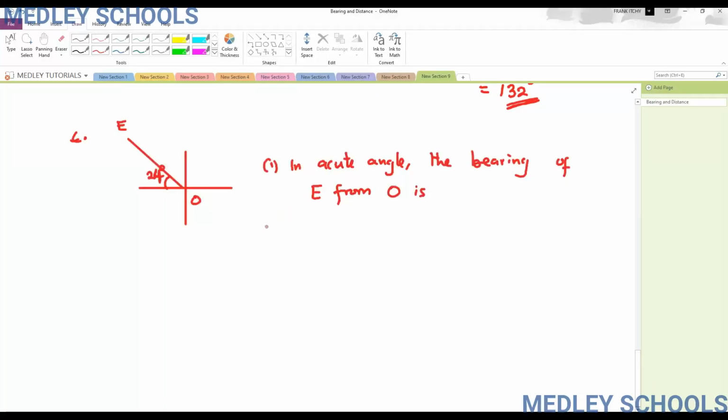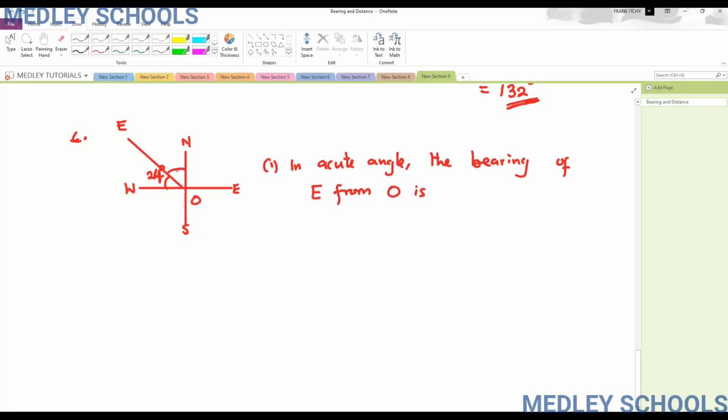Now looking at question 3, we see that the position E is located at the fourth quadrant, and we have this to be north, this is west, south and east. Now in acute angle, that means we have to report this as northwest, and if we are going to report it as northwest, that means we need this part.